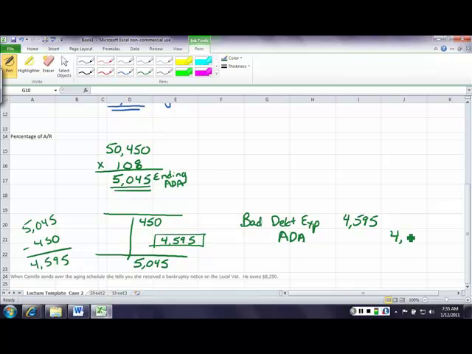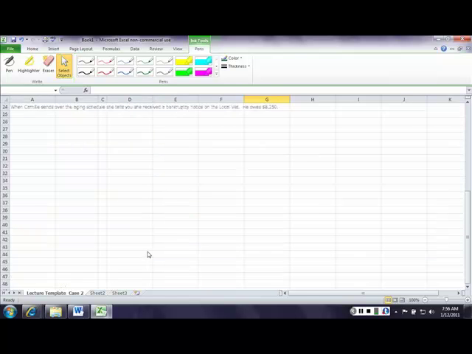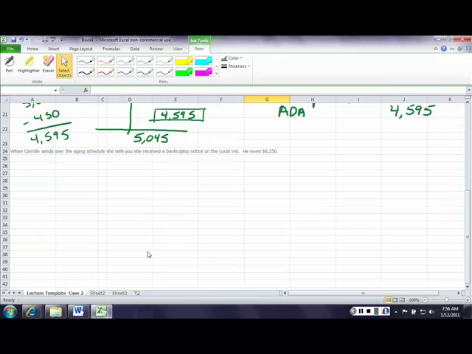For fun, if you want, in the discussion board, show me how the number would be different if this was a $450 debit balance. And that will allow you and your classmates to have a little more practice with this. So then, we were told one other piece of information. Camille sent over the aging schedule, and you have a specific account that is now uncollectible.